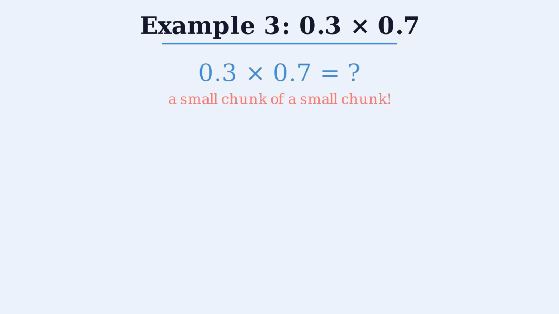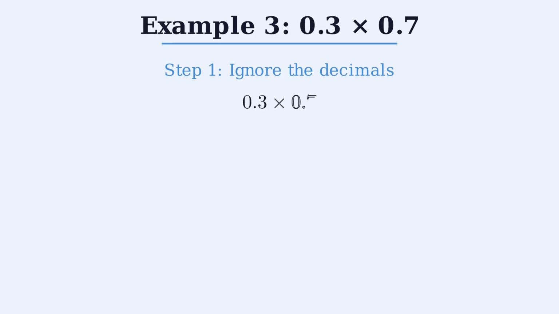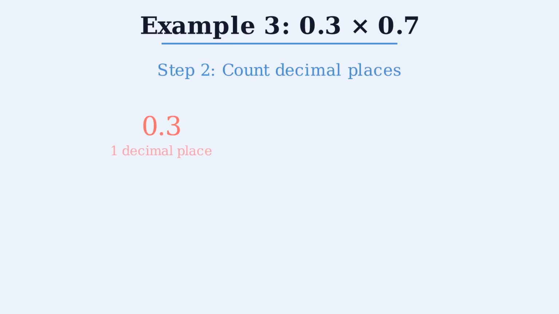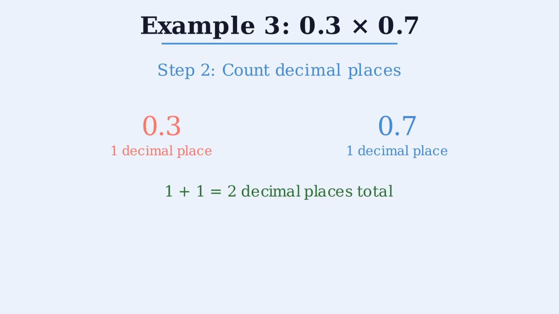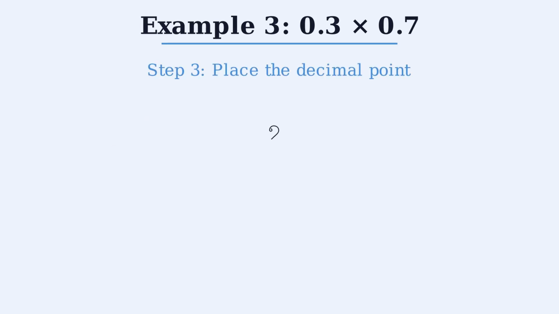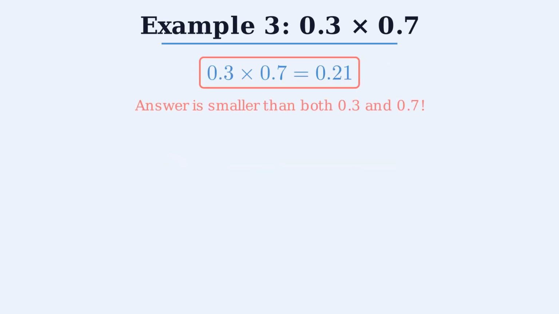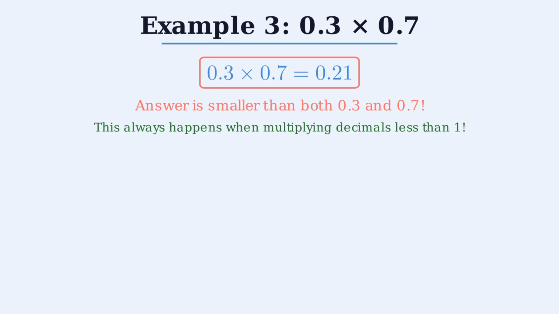Think of this as 3/10 of a pizza times 7/10. It's a small chunk of a small chunk. Step 1. Ignore the decimals. Multiply 3 times 7, which equals 21. Easy. Step 2. Count decimal places. The number 0.3 has 1 decimal place, and 0.7 has 1 decimal place. That's 1 plus 1 equals 2 decimal places in the answer. Step 3. Take 21 and count 2 places from the right. That gives us 0.21. So 0.3 times 0.7 equals 0.21.